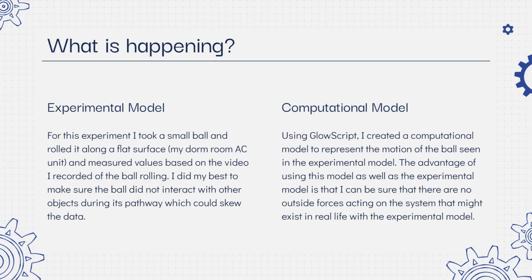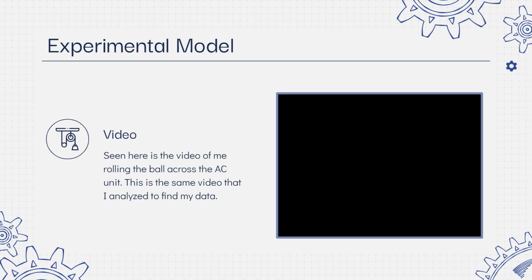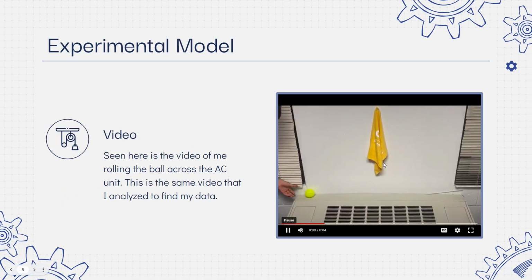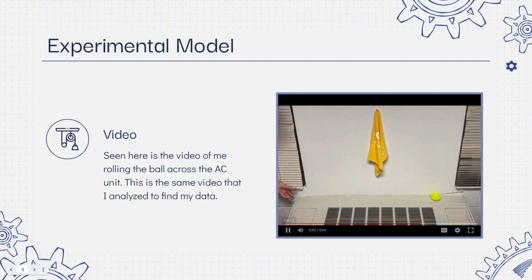In the experimental model, I took a small ball, a pickleball, and rolled it across my dorm's AC unit and measured values using a video tracker system on Windows. My computational model used GlowScript. I just copied the same exact initial values from the video and made them go the exact same distance, but without any external forces. So this is the experimental model of the ball rolling across the AC unit.